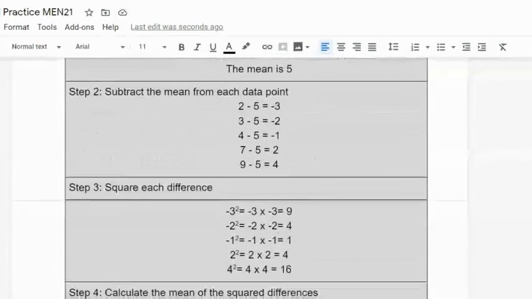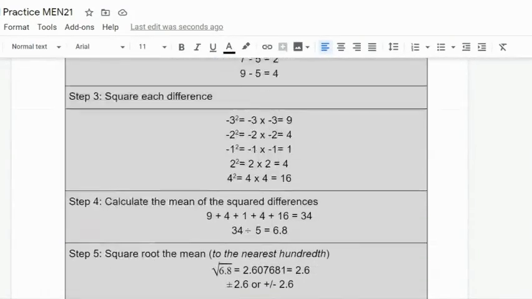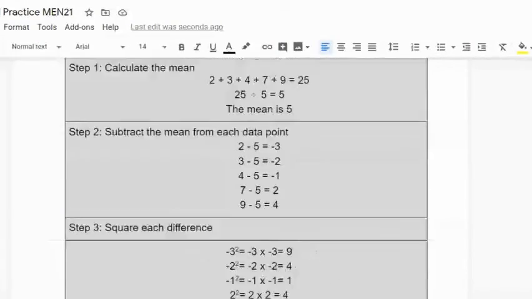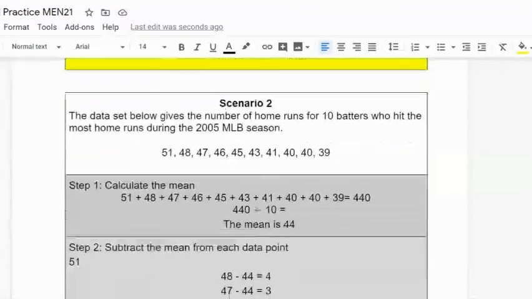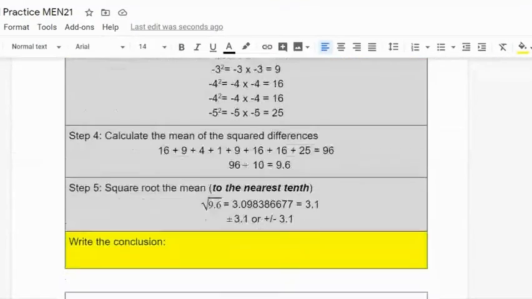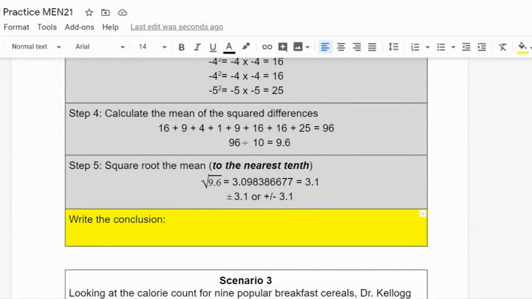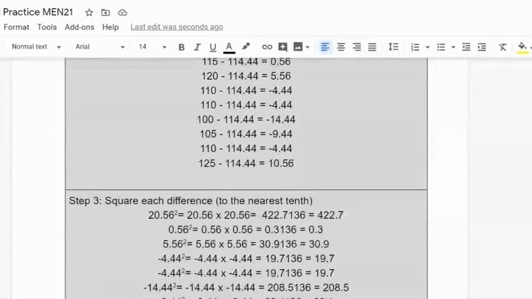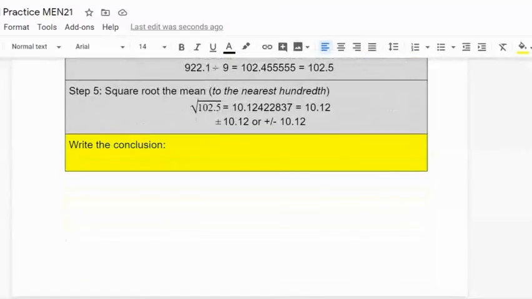So looking at scenario 1, this is part 2, you're just going to be writing the conclusion. So scenario 1 is the example, so you're going to have a great time doing that, as well as scenario 2. I'm going to be asking that you do the plus minus and tell us the region it would fall into, as well as scenario 3.